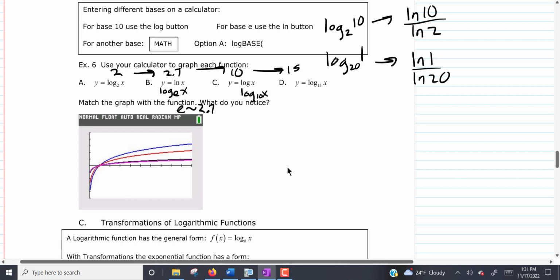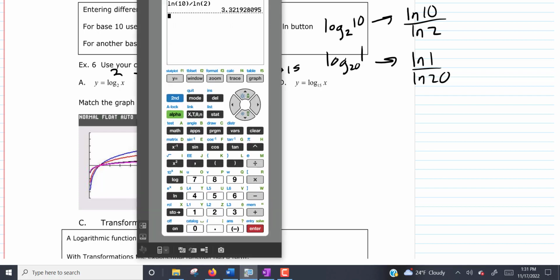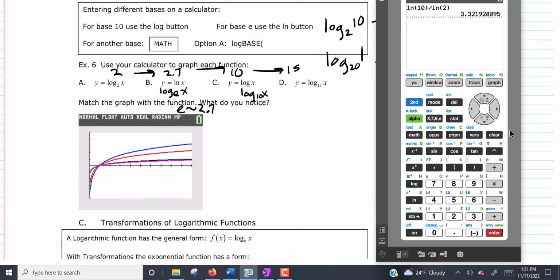So let's see which is which on our graphing calculator. I want you to see if you can do this on your calculator. Go to Y1 and put in log base 2 of x the way I just showed you. Press math, go all the way down until you find the log base button, and then put base 2 of x, like that.